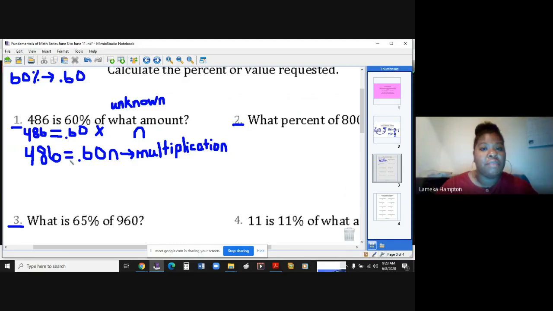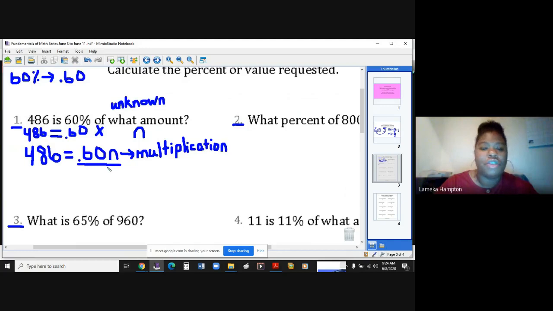Now, I do have a video in my higher level math classes where we talk about how to solve one-step equations. So be sure that you watch that video as well. That will give you more insight and more information on how to solve these types of problems. But because this is a multiplication problem, in order for me to solve it, I would have to do the opposite. And the opposite of multiplication is division.